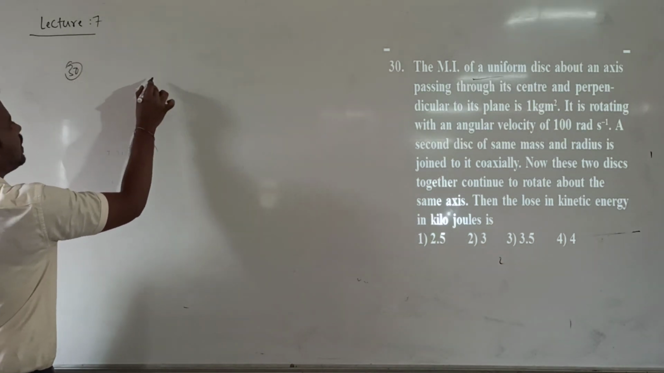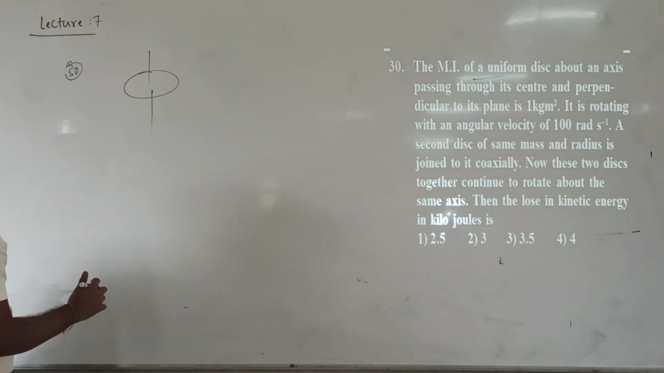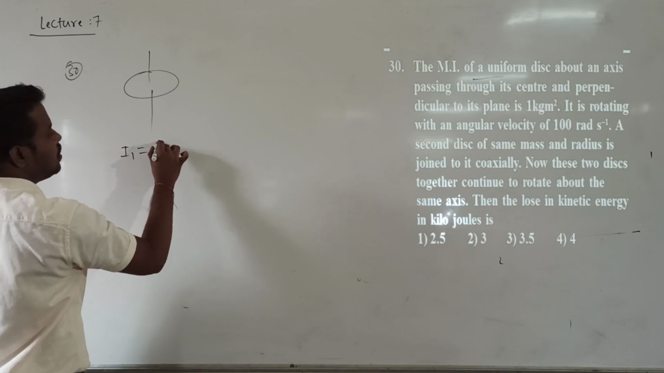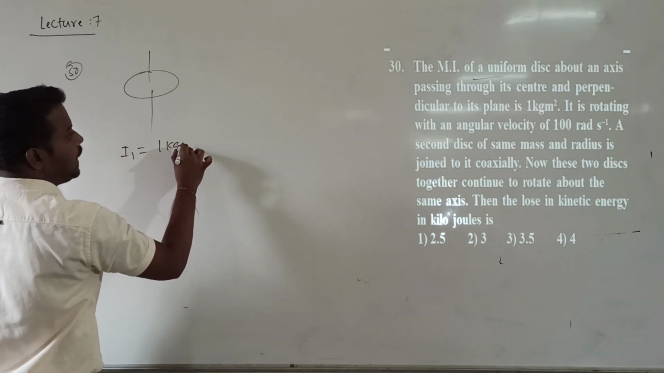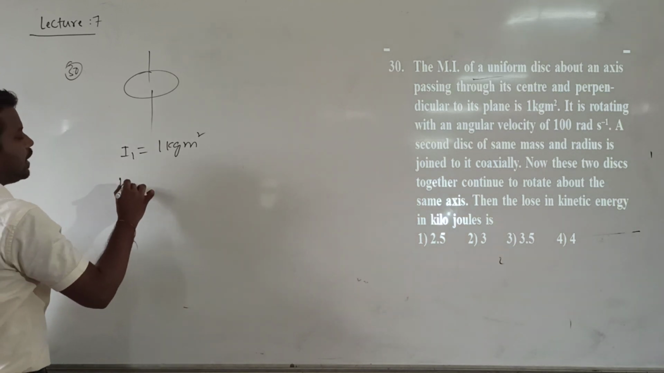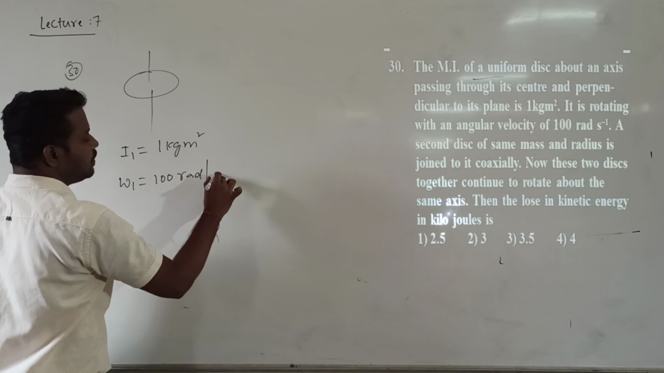First, initially what is there? One circular disc is there, rotating about an axis. For this circular disc, the moment of inertia is given, so the value will be 1 kilogram meter square. Correct? It is rotating with an angular velocity omega 1 equal to 100 radian per second.